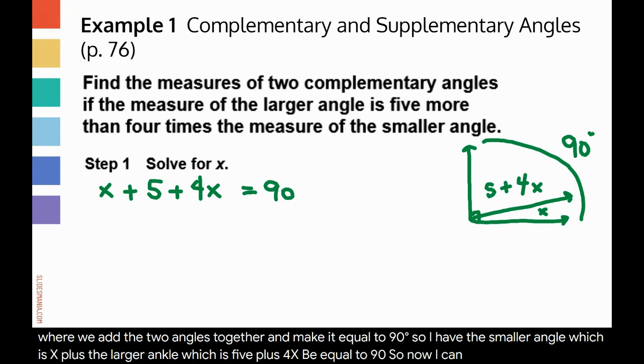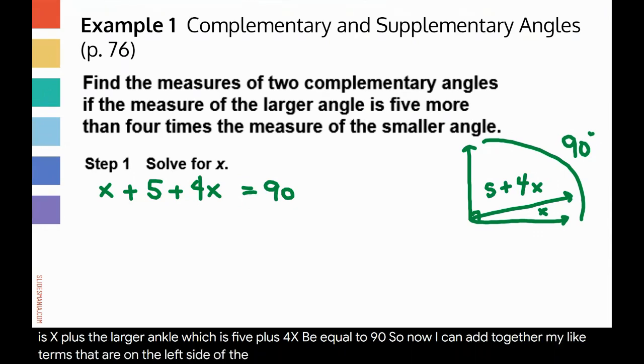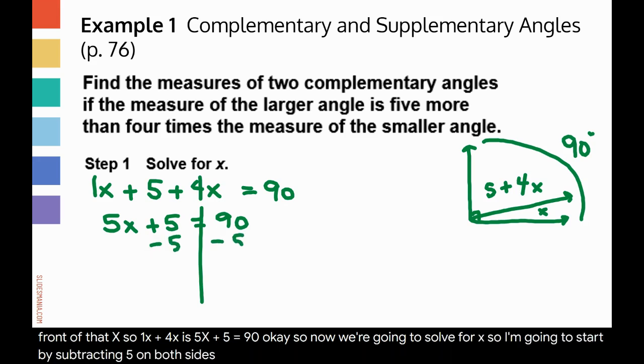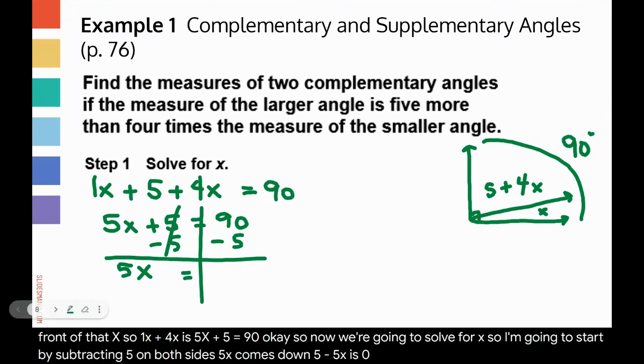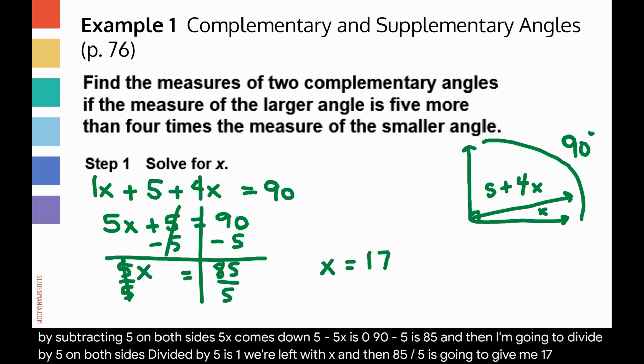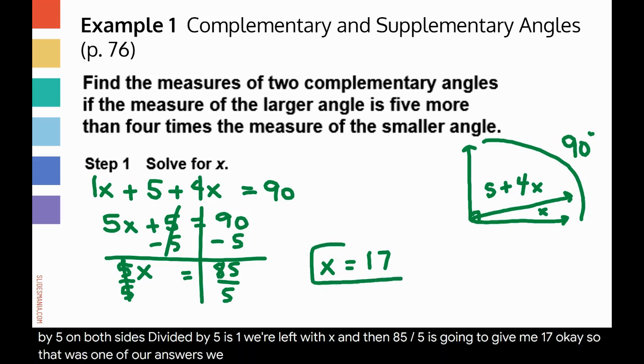Okay, so now I can add together my like terms that are on the left side of the equation. So I've got x plus 4x, and if it helps, you can put a 1 in front of that x. So 1x plus 4x is 5x, plus 5 equals 90. Okay, so now we're going to solve for x. So I'm going to start by subtracting 5 on both sides. 5x comes down. 5 minus 5 is 0. 90 minus 5 is 85. And then I'm going to divide by 5 on both sides. 5x divided by 5 is x. And then 85 divided by 5 is going to give me 17. Okay, so that was one of our answers. We had to find x, so x is 17.